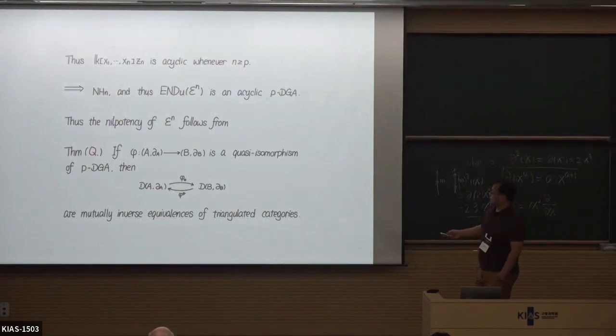Okay, so whenever n is greater or equal to p, the endomorphism algebra of this object is cyclic, so this object vanishes in the derived category.